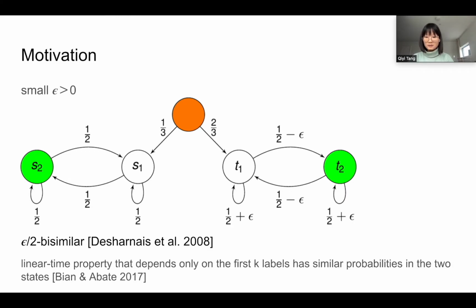There is another notion called approximate bisimulation, which could also be used to analyze our system. It is also a notion to measure the behavioral similarity between states. This approximate bisimulation has the nice property that, for a number k, any k-bounded linear property has similar probabilities in a pair of states that are approximate bisimilar. But this notion has a problem: it is quite expensive to compute. For our LMC, S1 and T1 are actually half-epsilon bisimilar.